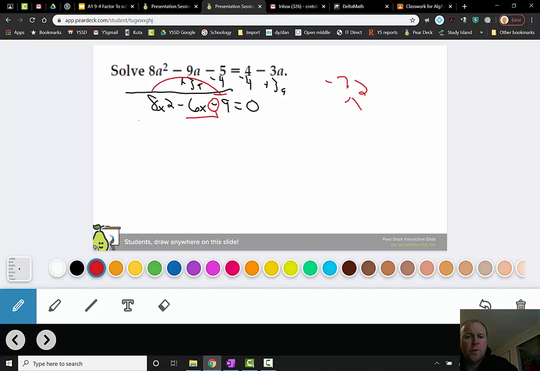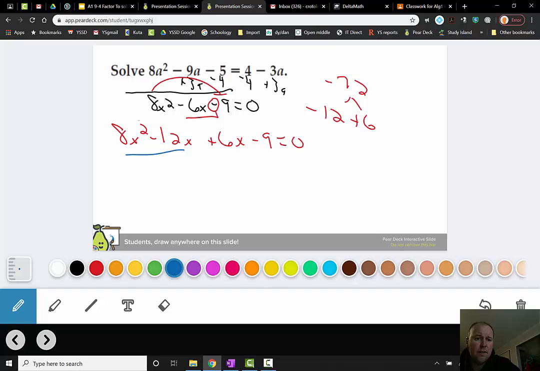And hopefully, we had this one quite a bit in the last chapter. That's 12 and 6, because I want to be 6 apart. We want negative 12, positive 6. Why is that? Because I want this negative 6 in the middle. 8x squared minus 12x plus 6x minus 9 equals 0.